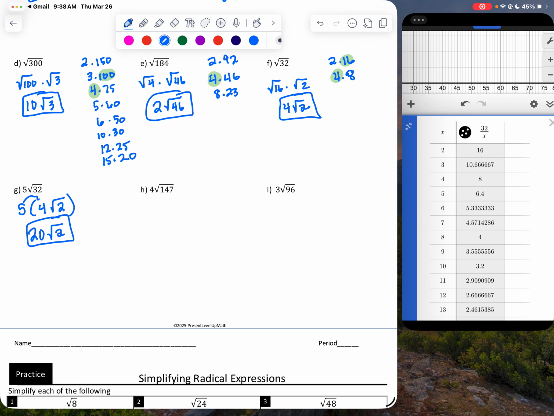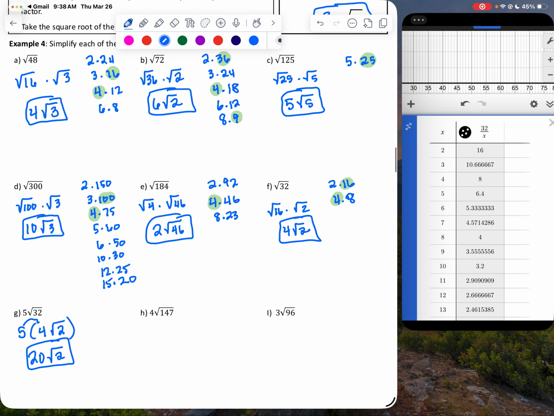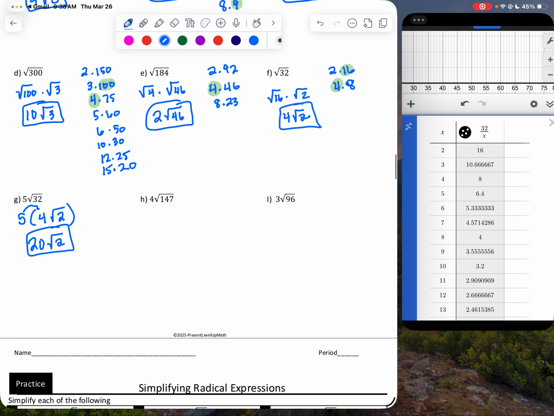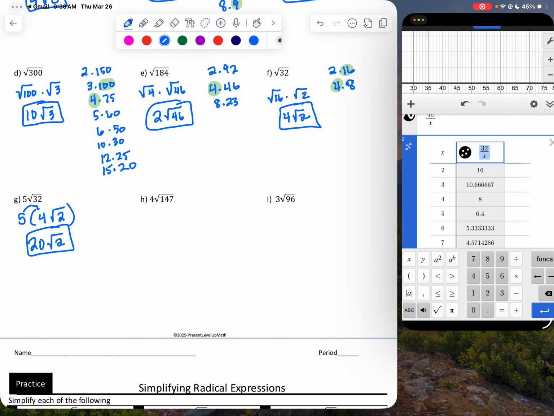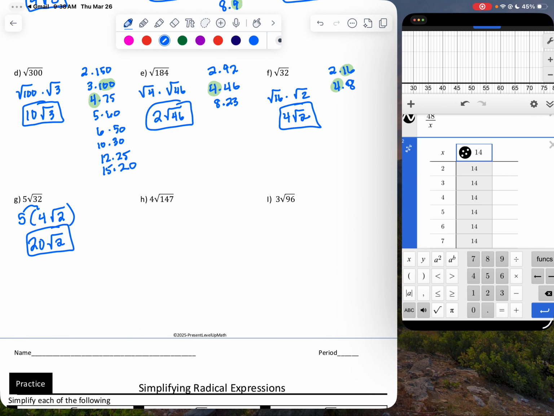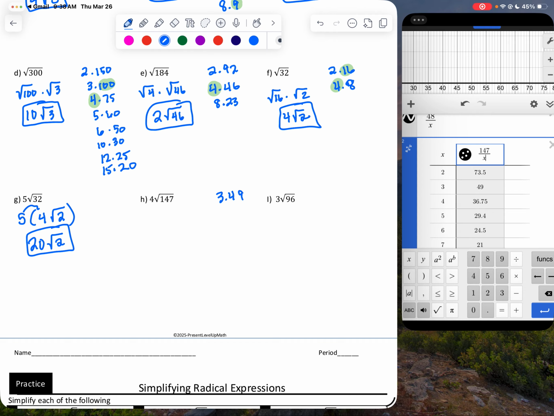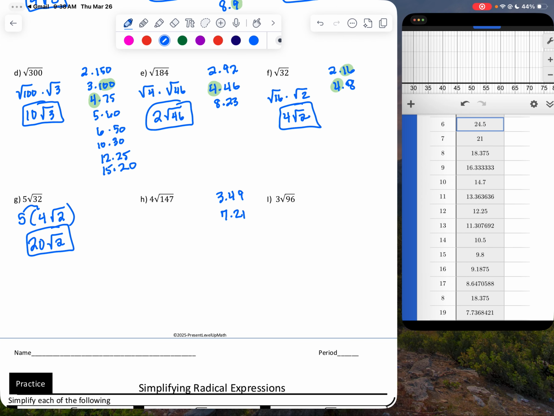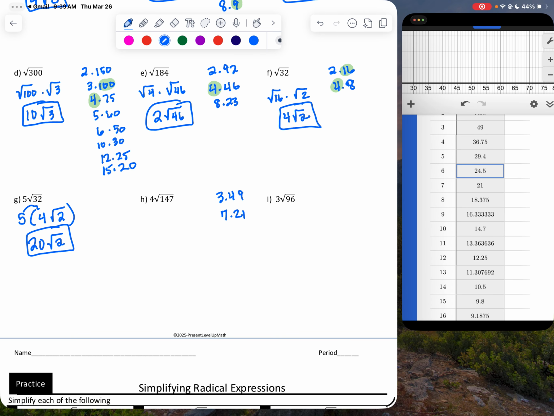All right. Problem H. Have we done 147 yet? Nope. Okay, so we want to simplify 4 times the square root of 147. So I'm going to come over here, change this to 147 divided by x. All right, so 3 times 49, 7 times 21, and I'm going to bet that is all. Okay, so there's my factors of 147.